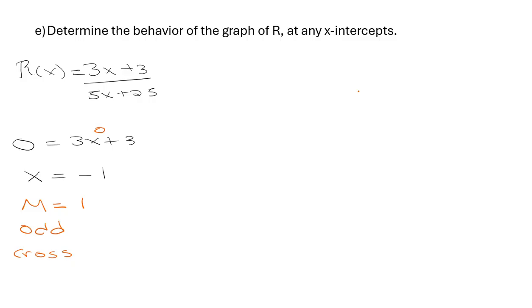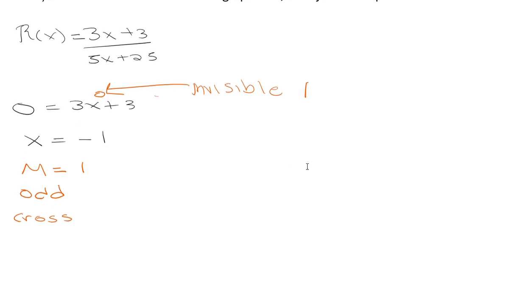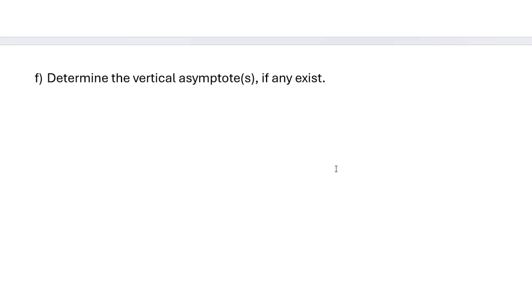And remember again, we don't see it, but there is an invisible exponent of 1. All right, so let's go to the next part. We're doing part F right now.